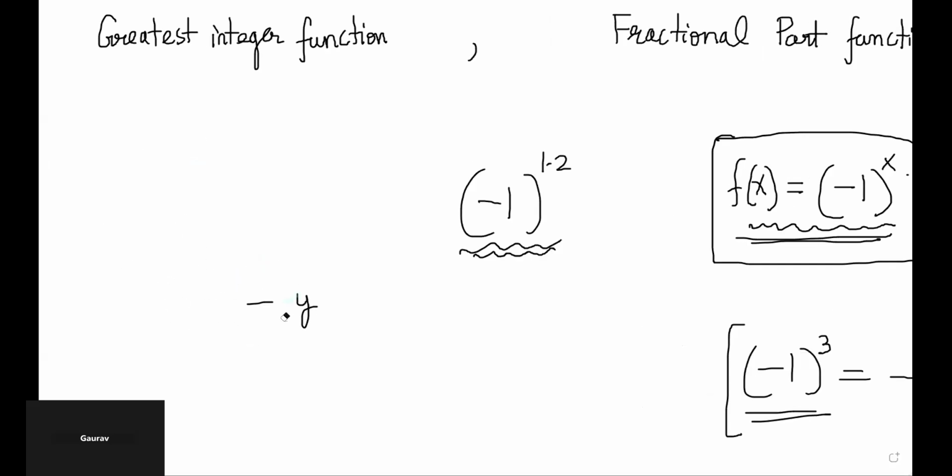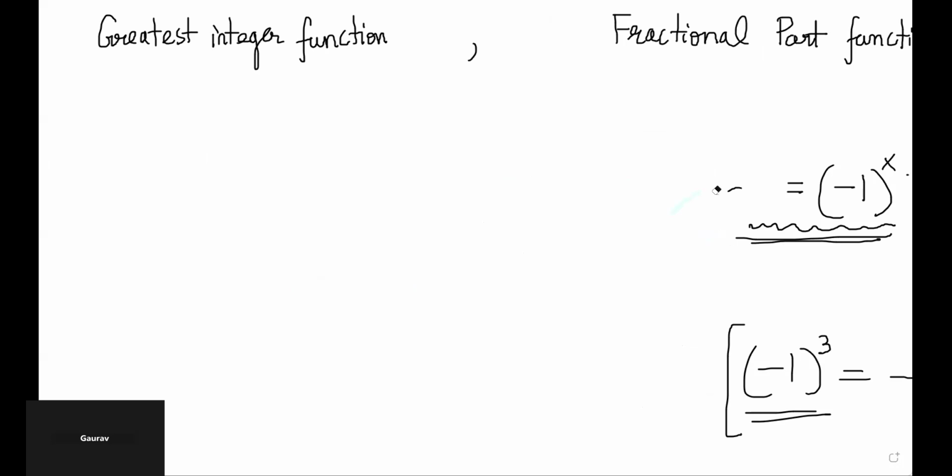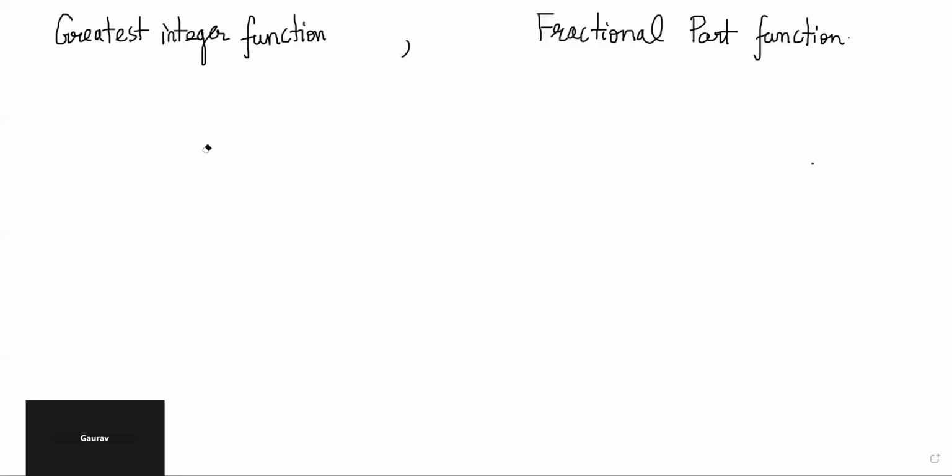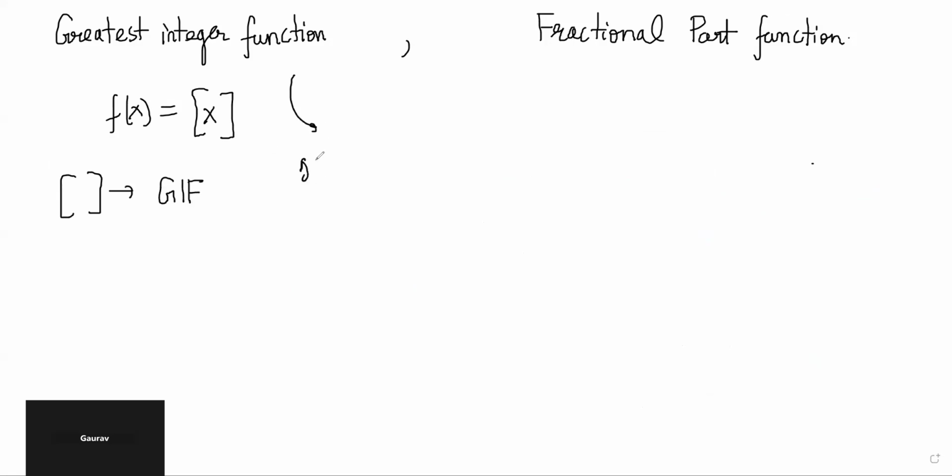The next two functions are the greatest integer function and the fractional part function. These are important to know, and you will see many places where they come up. So f(x) is equal to the greatest integer function of x. This square bracket denotes GIF. And what this means is the greatest integer less than or equal to x, right?